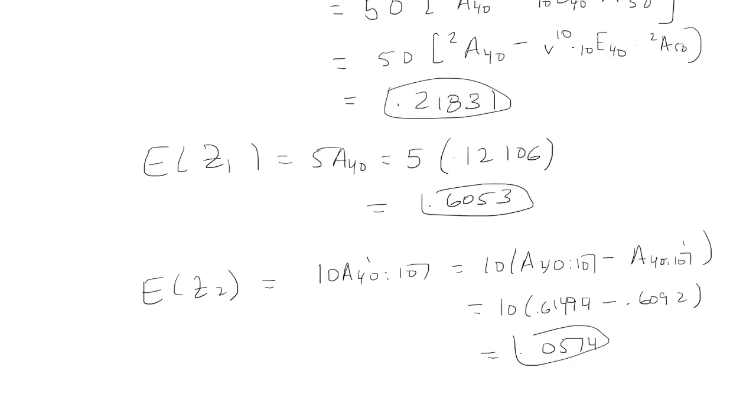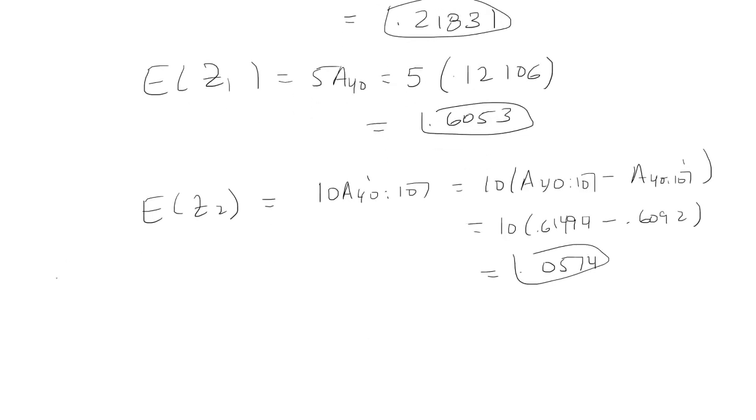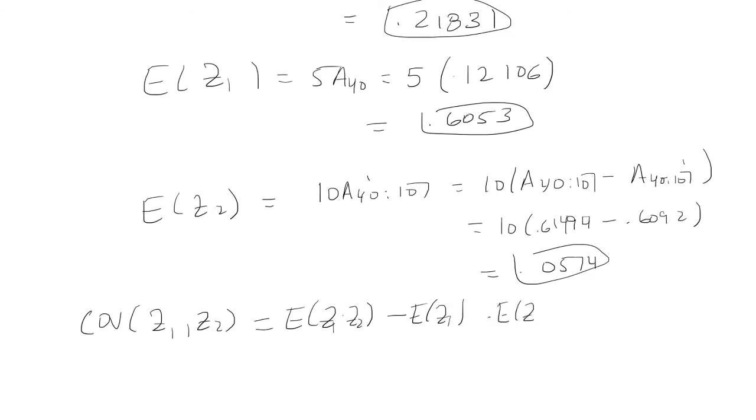So all along we wanted to find the covariance, Z1, Z2, and we said that was the expected value of Z1, Z2 minus expected value of Z1 times expected value of Z2. So plug it in. And we get the final answer is 0.1836.